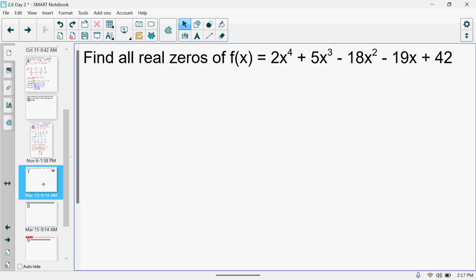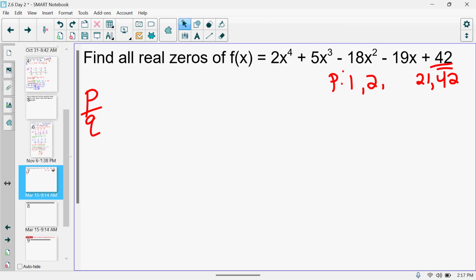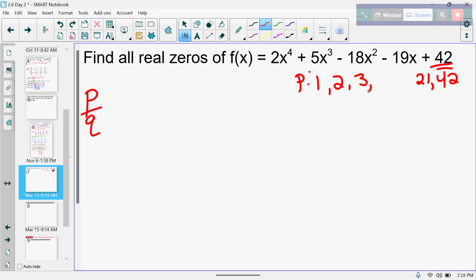Again, if we want to find all the zeros, we're going to start by thinking about what the possible rational zeros could be. So, in other words, make your P over Q list. P, remember, is all the factors of 42. So, 1 times 42, 2 times 21. I'm just going to slide this down a little bit because I'm going to run out of room. 3 times, again, if you don't know, you're going to have to do 42 divided by 3. It's going to be 14, and then probably 6 times 7. If not, again, you just have to use your calculator to help you.